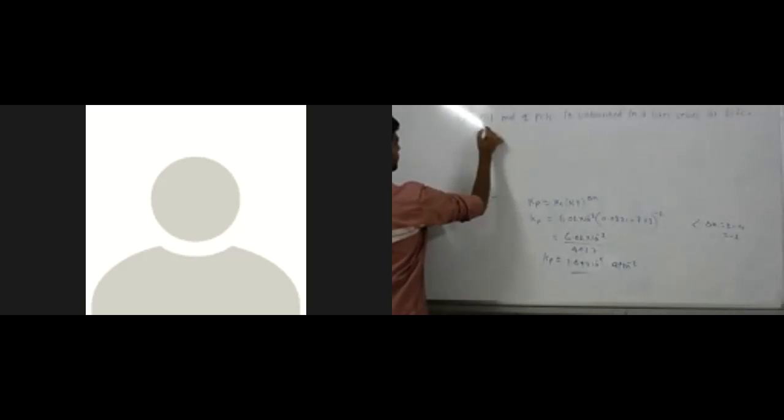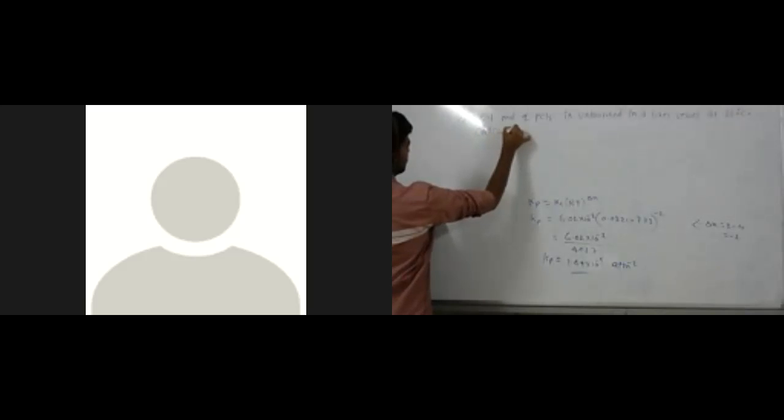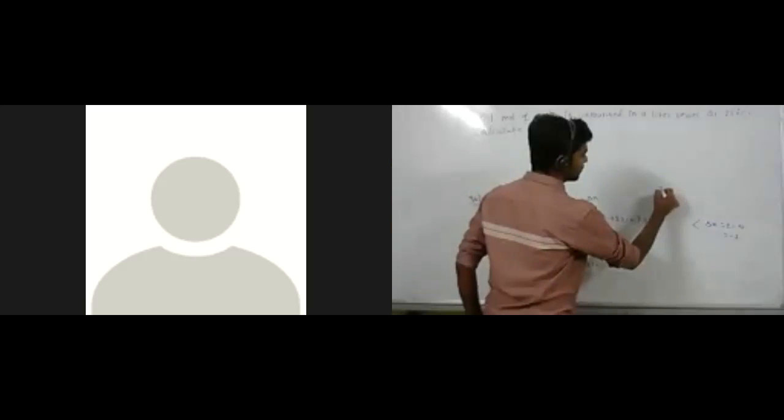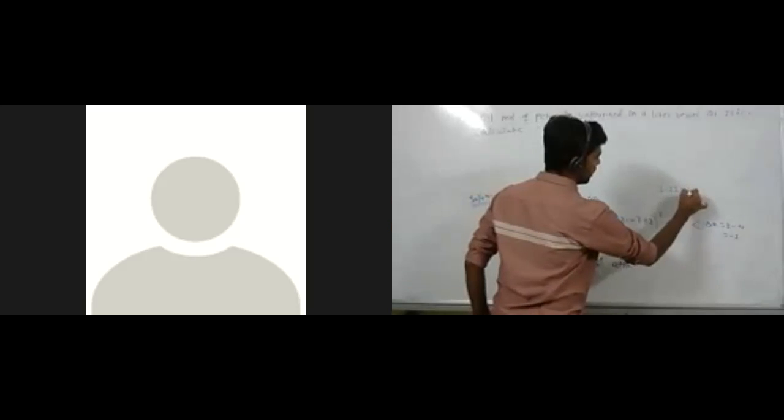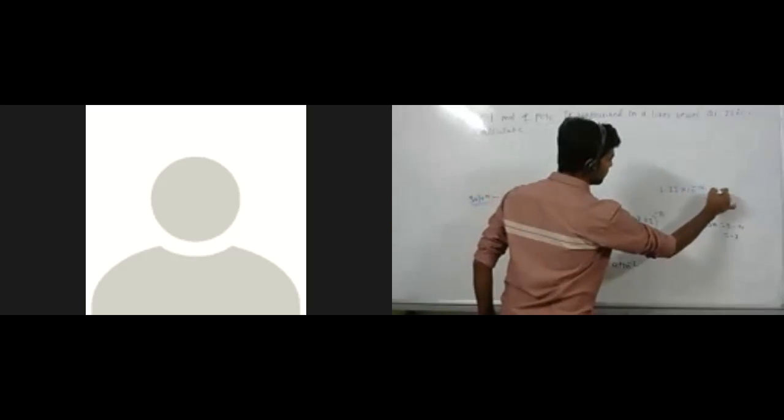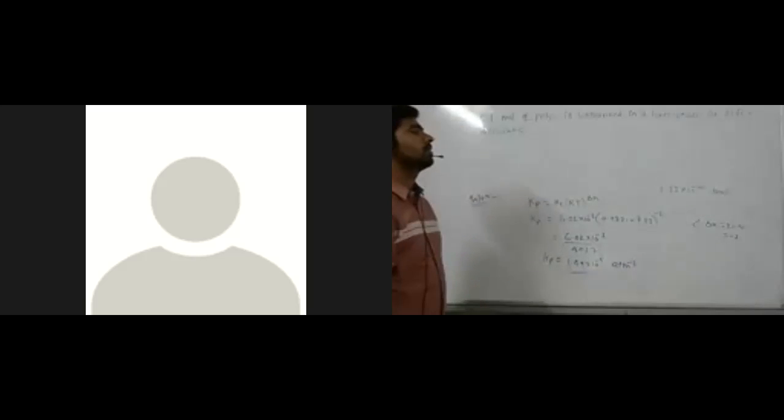So what was the final answer of the previous question? The previous question's final answer is 3.33 into 10 power minus 4. All of you got the same value? Yeah, but I got 3.29 something. Okay, so that we can make 3, right? Okay, fine. You got 3.3, close.